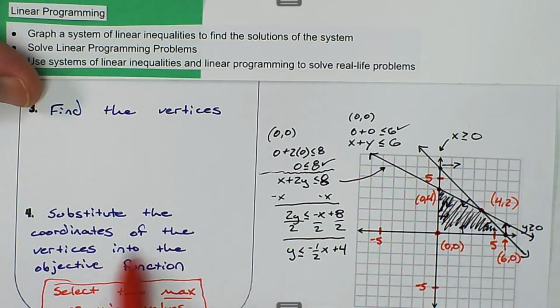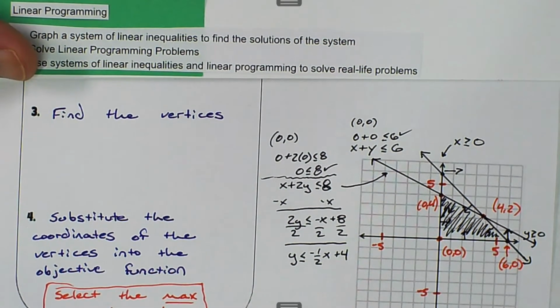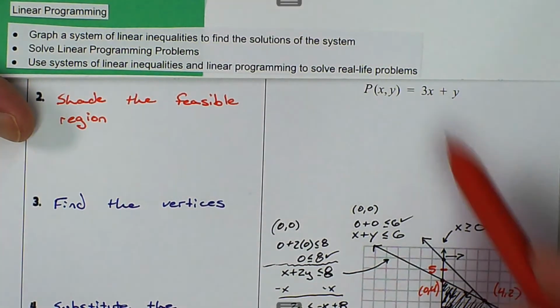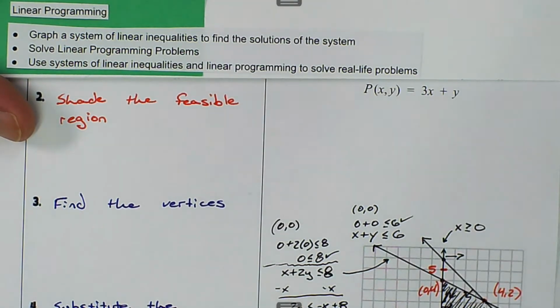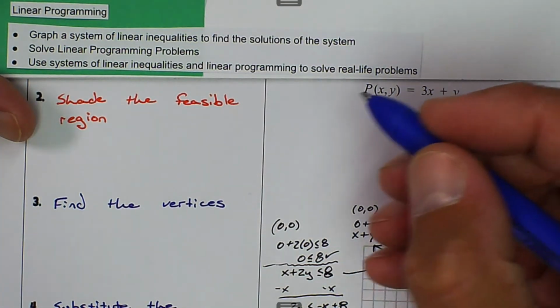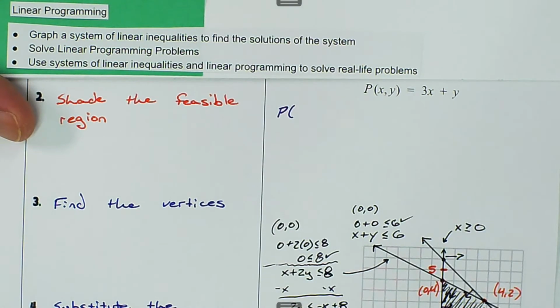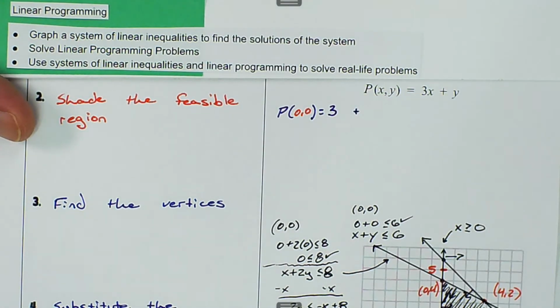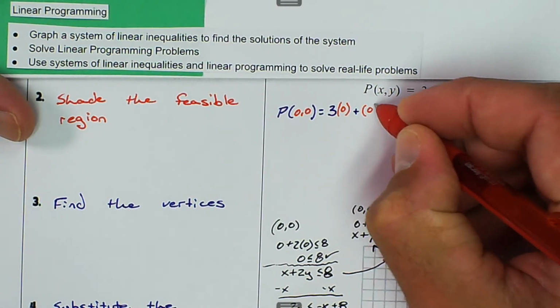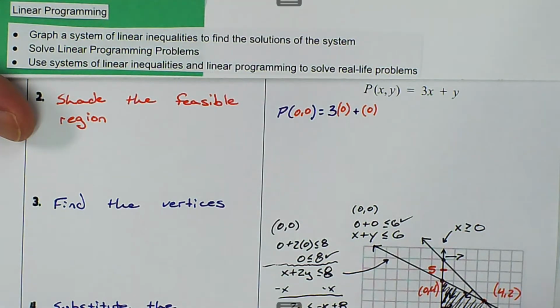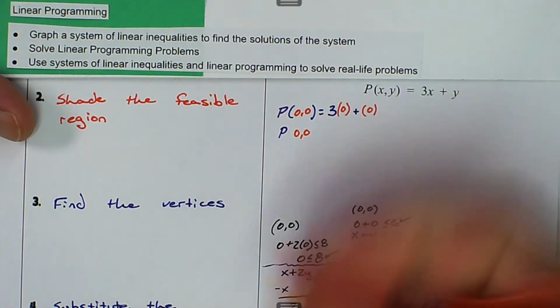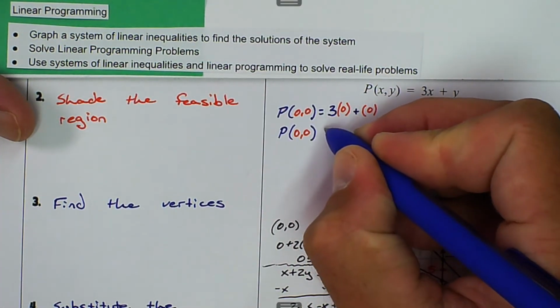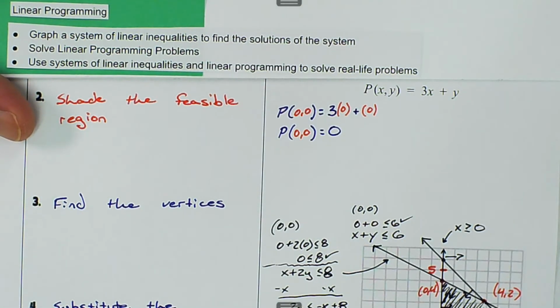So we have those 4 vertices, and we need to substitute the coordinates of the vertices into the objective function. The objective function is written right here. We just have to take our vertices that we found down here and substitute them into that equation. The first one that's pretty easy to do is 0, 0. So we can say P of 0, 0, substituting in 0, 0, and that is going to be equal to 3 times 0 plus 0. In that case, we get the function P evaluated at the coordinate 0, 0 is 0.